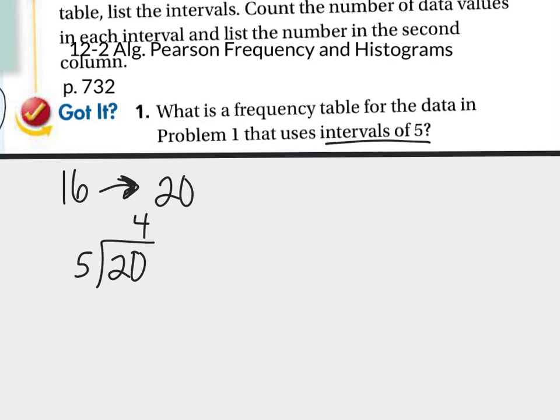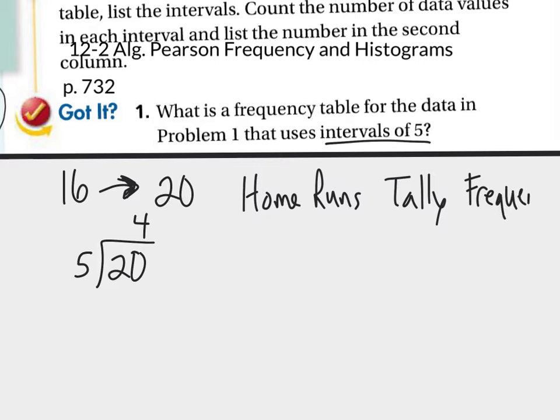One other thing I didn't mention on the frequency table, they had a title there, home run results, and then they had home runs listed as well. So I'm not going to put the title here, but you should have something on your frequency table that tells us what it's talking about.